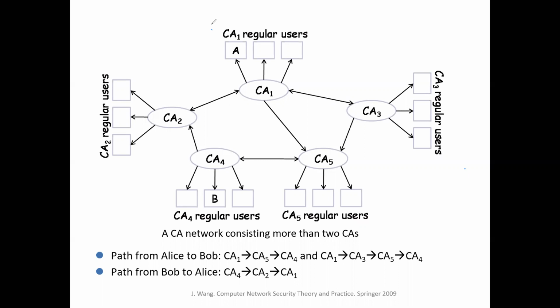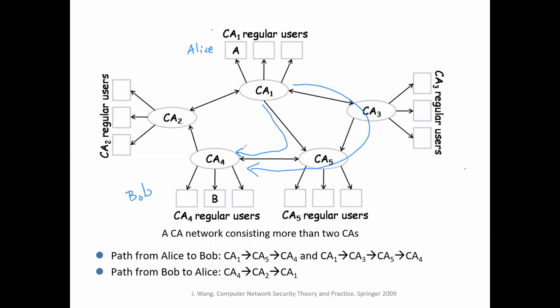Let's say we have 5 CAs, and Alice is right here, and Bob is right here. Let's say Alice wants to communicate with Bob. So for Alice, she can use the CA5, and that's one authentication route, or she can also use this other one. So it's longer, it's shorter.